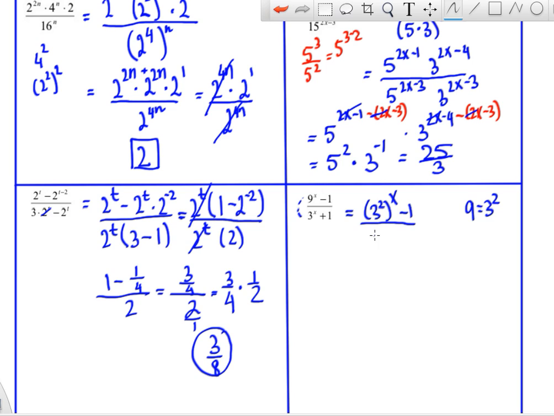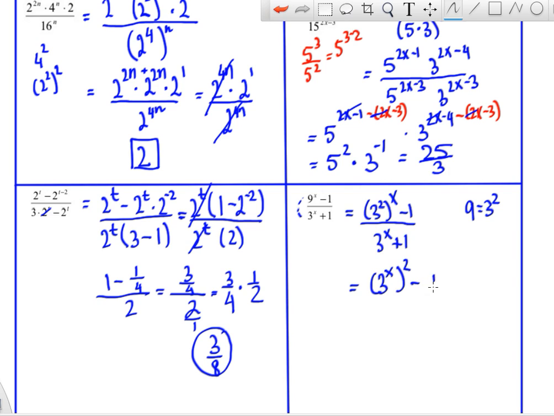And then over here, there's not much I can do right now. That's 3x plus 1. And then this is where the trick comes in. So I'm just going to swap exponents there. So that's a 3 to the power of x. So the x is now here. So let's put the 2 here.